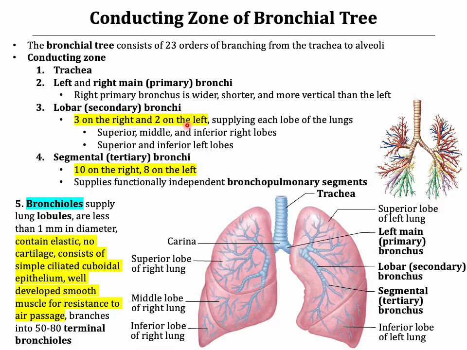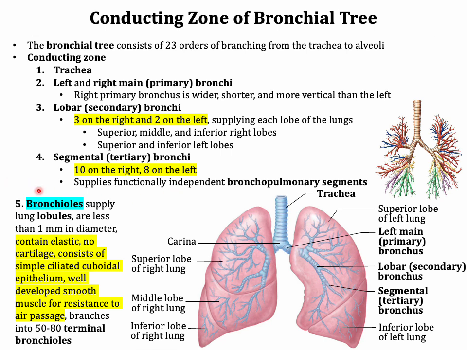So each lobar bronchus supplies each lobe. Then it branches into segmental or tertiary bronchi: 10 on the right, 8 on the left. Each of those bronchi supplies a functionally independent segment, the bronchopulmonary segments. So 10 on the right, 8 on the left. The right side is larger, more functional as well.